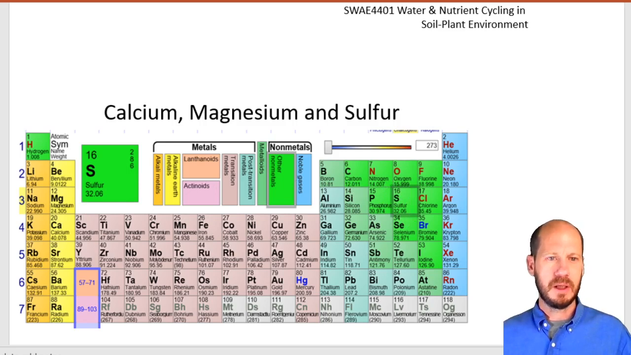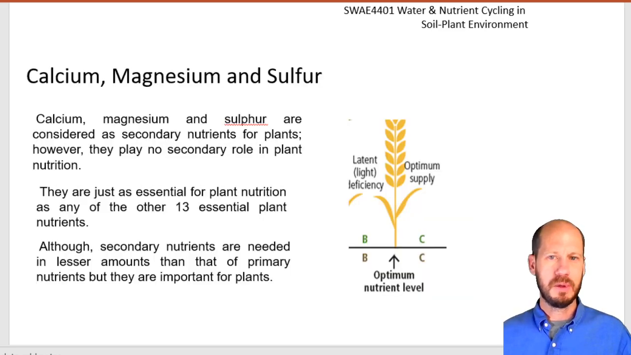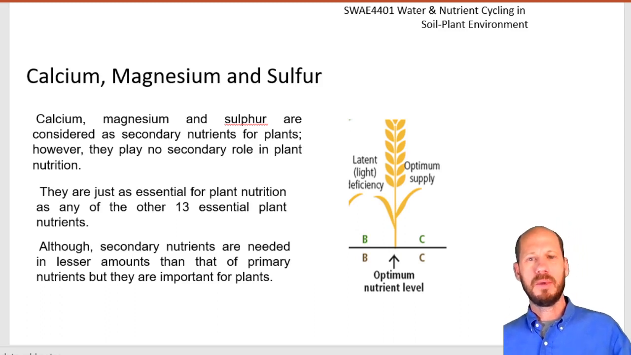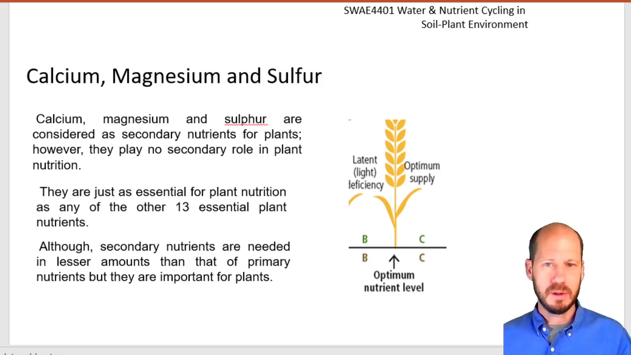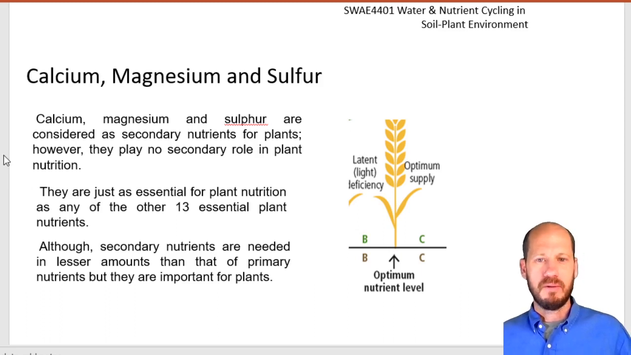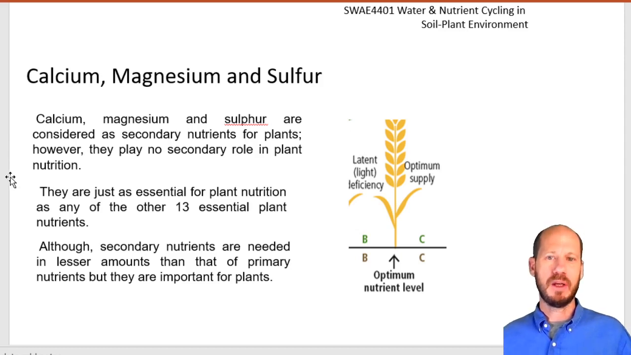The calcium and magnesium will be present in the soil as cations, whereas the sulfur will be more present as sulfate, an anion. Although sulfur can be in a huge number of chemical species in the soil because of its ability to change its oxidation states, nevertheless the most common one that will be available for plants is sulfate, SO4.